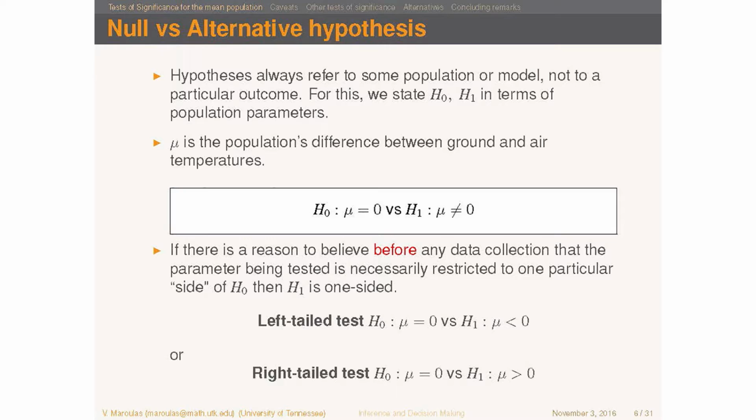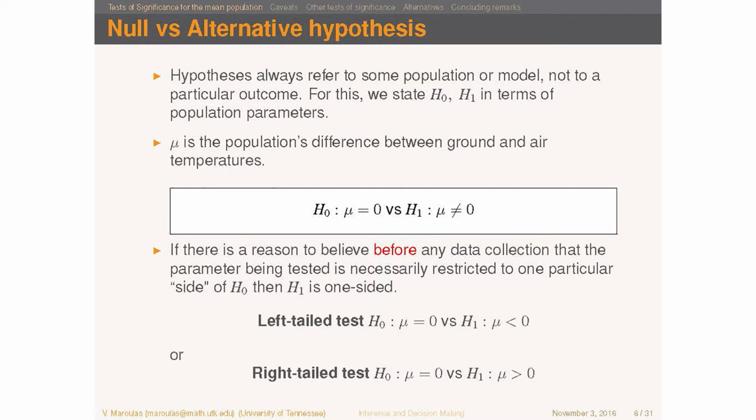So now, the hypotheses always refer to some population, as I said earlier, or a model, not to a particular outcome. So we state the null hypothesis and the alternative in terms of population parameters. Since I would like to test the mean difference here, I'm going to consider mu as the population's difference between ground and air temperatures. And this is my statement: the null hypothesis, mu is equal to zero, no effect, nothing changed, versus the alternative hypothesis that mu is not equal to zero. Something changed, there was an effect.